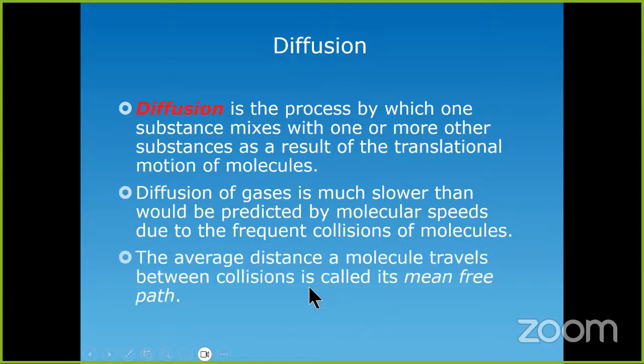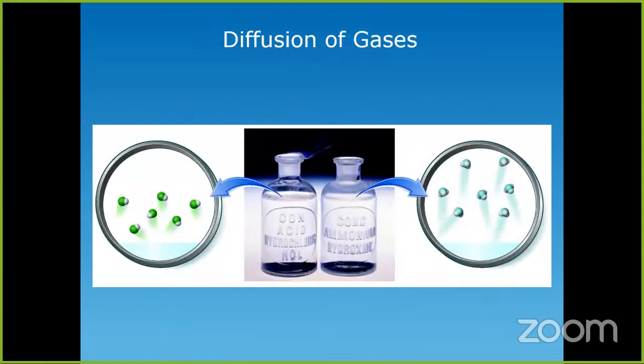This is just basically making the point that the average distance a molecule travels between collisions is called a mean free path, right? And that's pretty much all we're going to say about diffusion, because what I really want to get to is a discussion of effusion. But before we do that, let's look at this interesting exercise right here. So let me explain what's happening here.